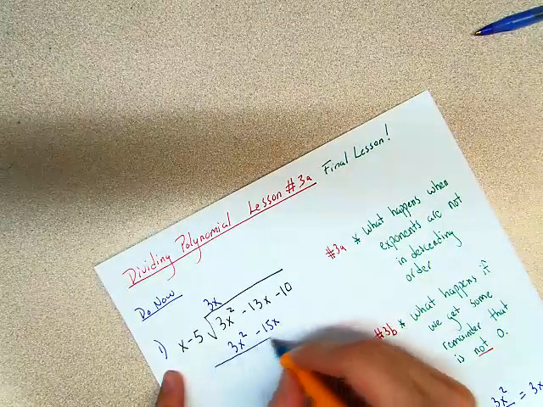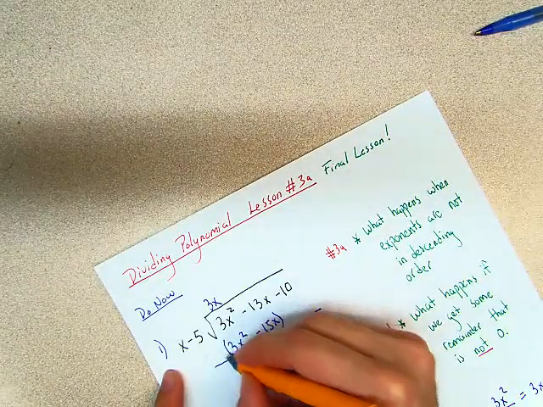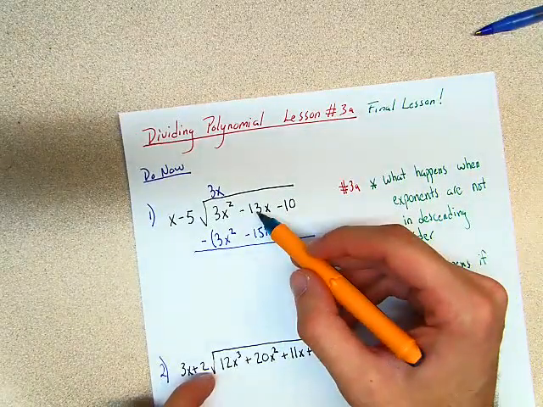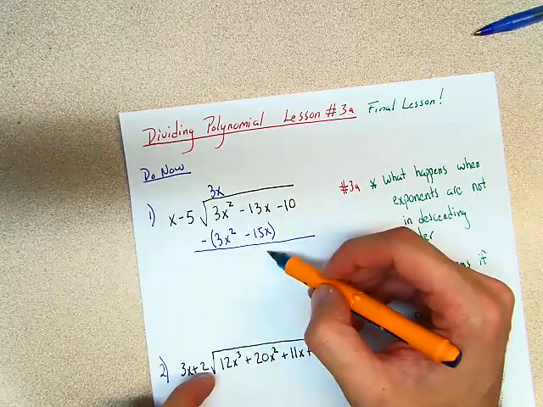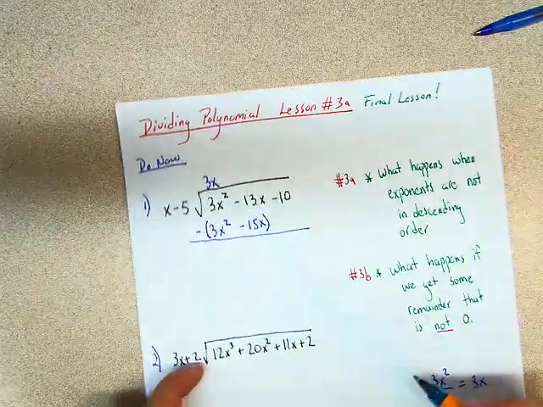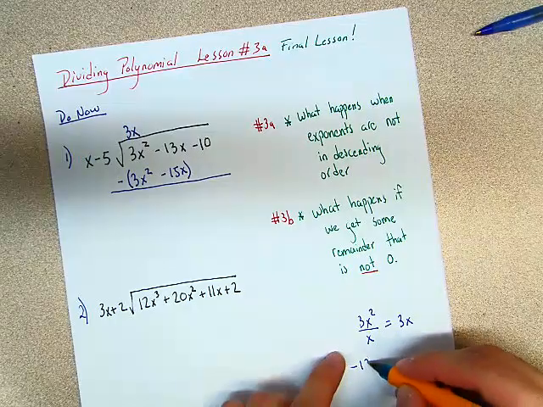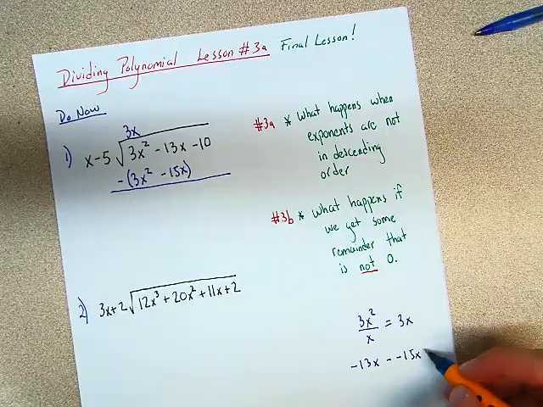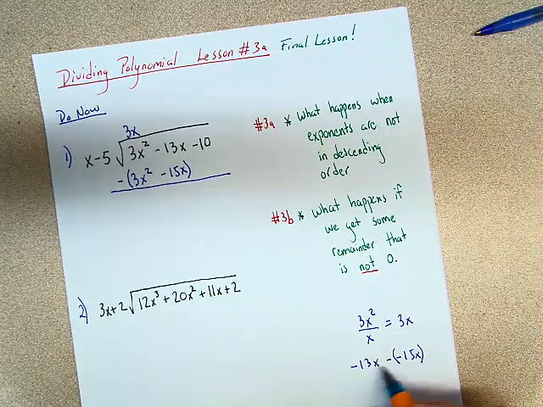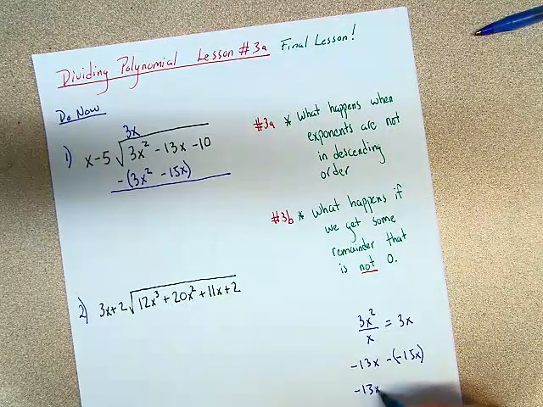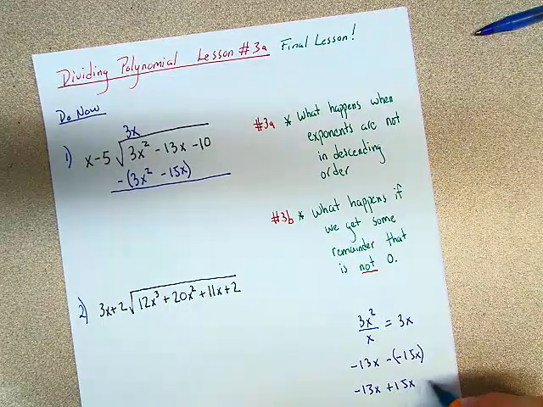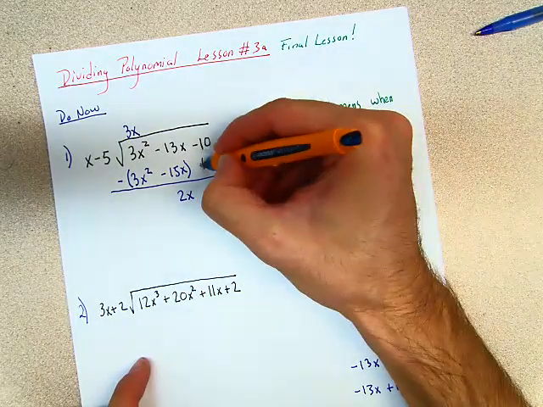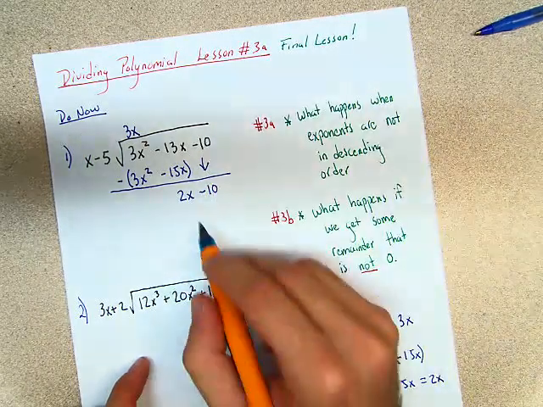Underline over here, parentheses, subtract, just like you've been doing. Hopefully you didn't make an error when it came to subtracting this, but you have negative 13x minus a negative 15x, and a minus and a minus is plus, so you have negative 13x plus 15x, and you should get 2x over here. So this will be 2x. Then you bring down the negative 10, and we have this.